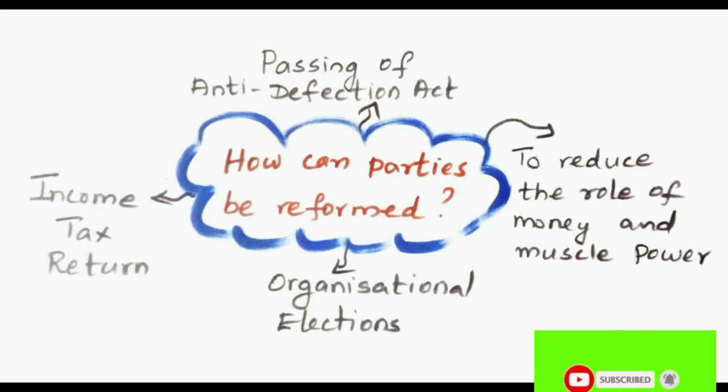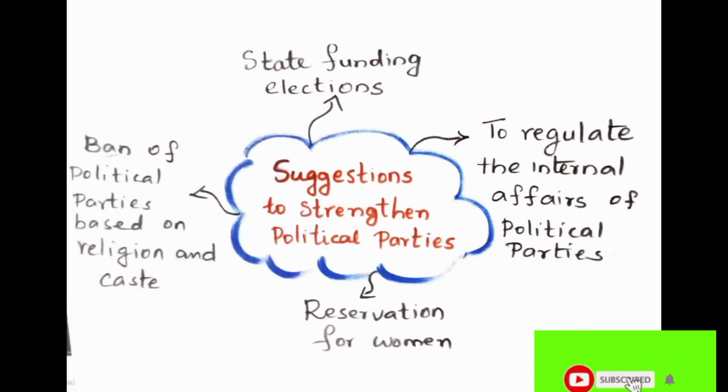Next one is organizational elections. The Election Commission has passed an order making it necessary for political parties to hold their organizational elections at regular intervals. Next one is income tax return. The Election Commission passed an order making it necessary to file income tax returns also. Besides these, many suggestions are often made to reform political parties. Let's see some of the suggestions to strengthen political parties.